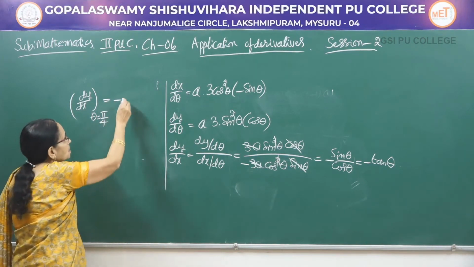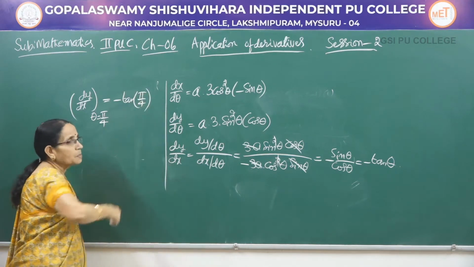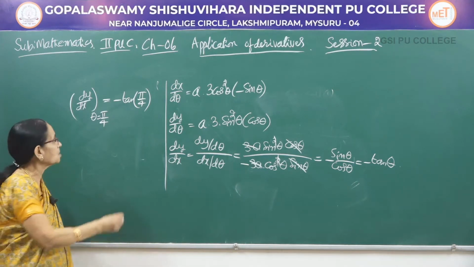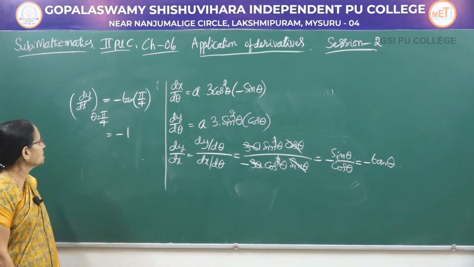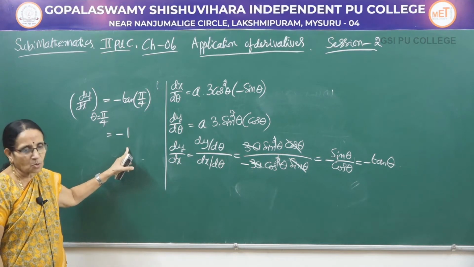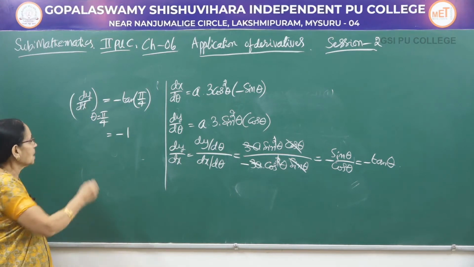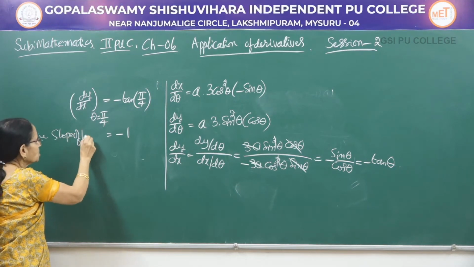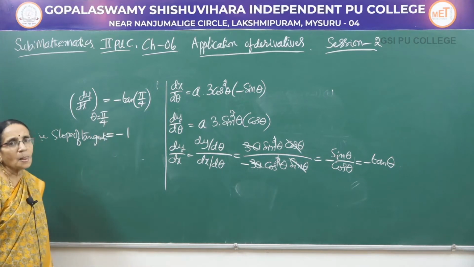So, how do you replace theta? It is minus tan of pi by 4. Pi by 4 means it is 45 degrees. Tan 45 is a standard value. What's the value? It is 1, so we get minus 1. So, dy by dx at theta equal to pi by 4, we got the value minus 1. But I have told you dy by dx is always the slope of the tangent. So, write here, that is the slope of the tangent. That is, the slope of the tangent is equal to minus 1.